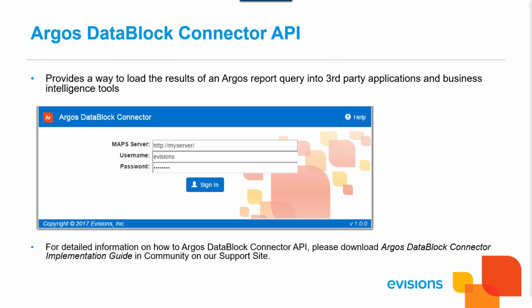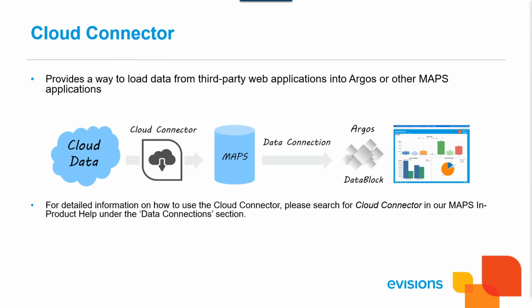And lastly, there is the Cloud Connector. The Cloud Connector is a data connection that provides a way for you to load data from third-party web applications into Argos or other Maps applications. With the Cloud Connector, you can connect to any data source that provides a public-facing RESTful API. For this training session, we won't be going over how to set up the Cloud Connector. However, we do have documentation, and it can be found in our Maps in Product Help under Data Connections.